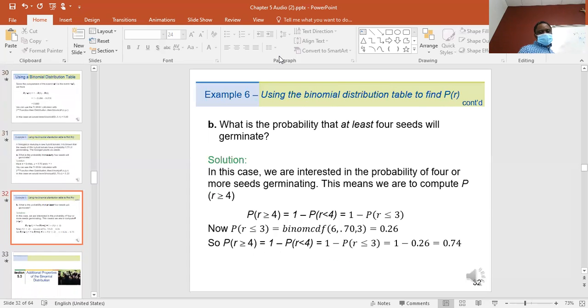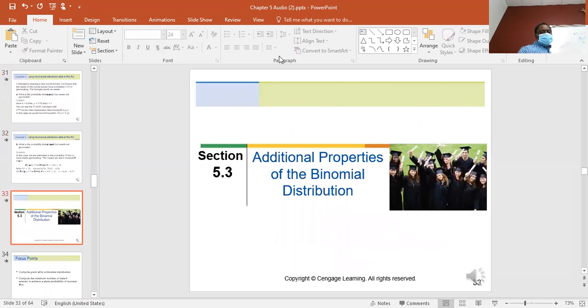In your table, you have a binomial probability distribution that you may want to learn how to read. But you have a calculator, everybody here has a calculator. So if you have a calculator, you don't need to learn how to read the table because this will be good.